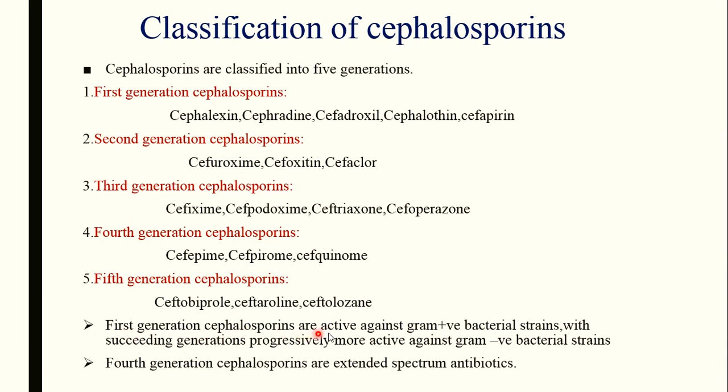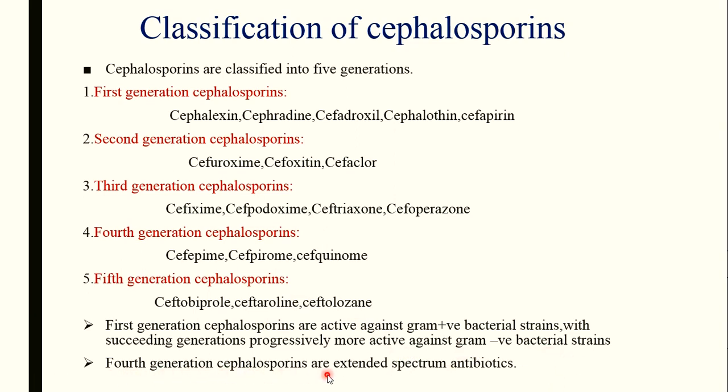First generation cephalosporins are active against gram positive bacterial strains, with succeeding generations progressively more active against gram negative strains. The first generation showed the best activity towards gram positive strains only, and no effectiveness towards gram negative bacterial strains. So they introduced the second generation, which showed better results towards both gram positive and gram negative strains. The third, fourth and fifth generations showed even more activity towards gram negative strains.